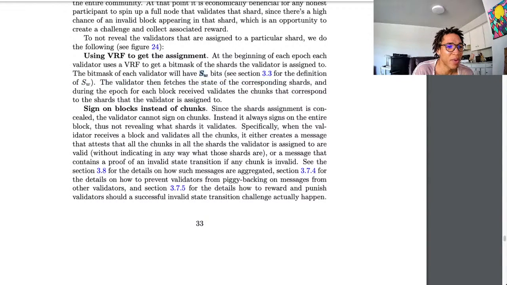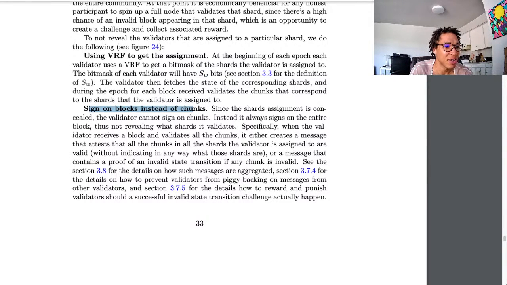Perfect. So that's how many block producers you're going to have. So that's how many bits each validator is going to have. The validator then fetches the state of the corresponding shards, and during the epoch for each block, validates the chunks that correspond to the shards the validator is assigned to. So for as many block producers as there are, they'll get a bit mask with that many bits telling them which shards they need to validate for, and they do their job.